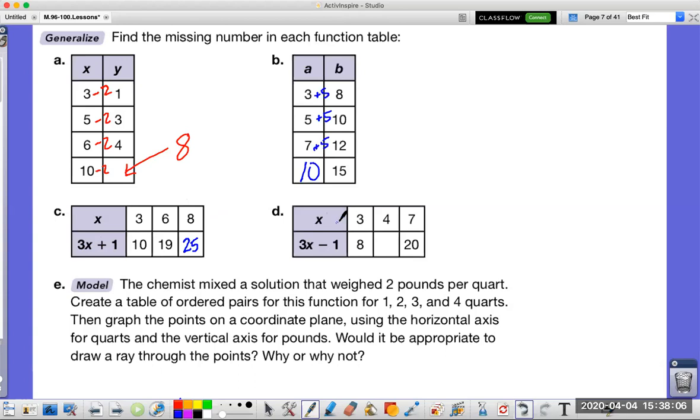What about this one here? You've got x equaling 3. If you have 3 times 3 minus 1, you get 8. If you have 3 times 4 minus 1, what is that going to be? As you can see, 3 times 7 was 21, minus 1 makes 20. So what would the value of this one be?